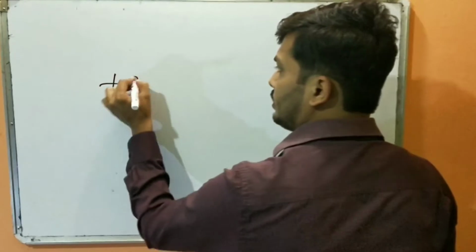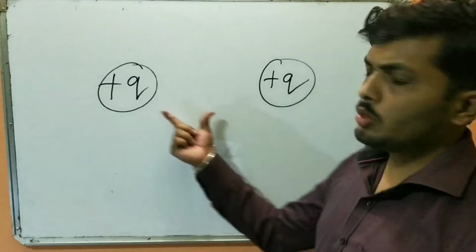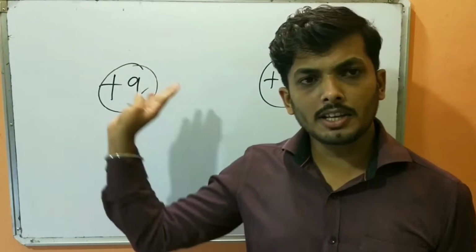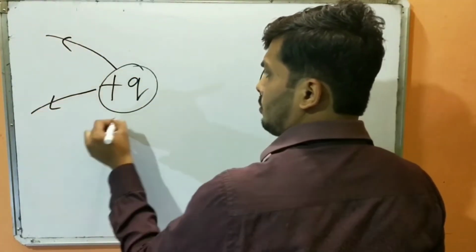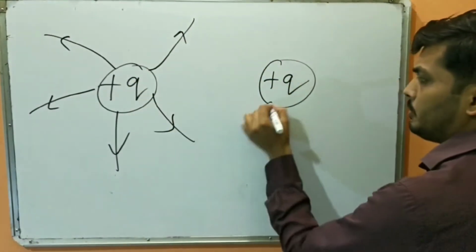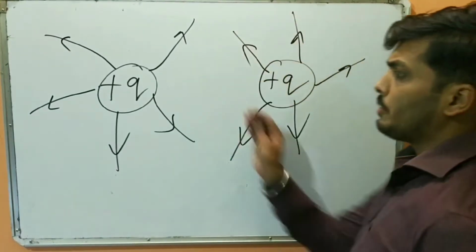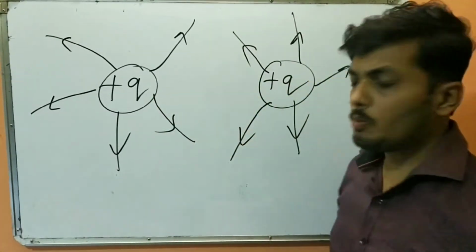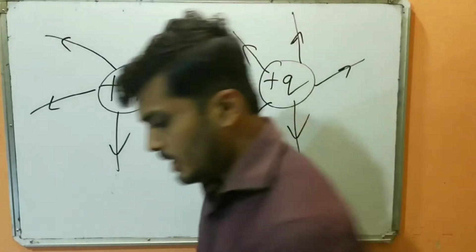See students, if there are two charges, plus Q and one more plus Q. Now both are positive, so as per the definition, what will happen? These electric field lines will always point radially outwards. Here outwards, here outwards, and even for this charge the lines will always be radially outwards. So two electric field lines will never intersect. See, are they intersecting? No, because both are positive charges, so they will always point radially outwards.